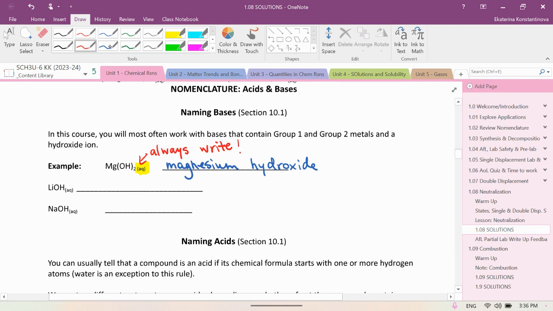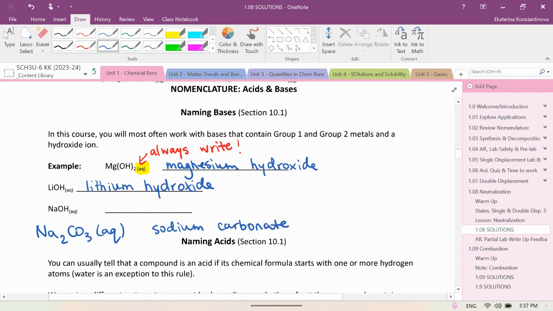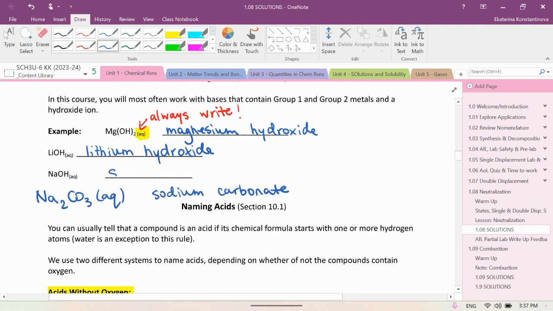Okay, now let's take a look at LiOH. If I look at my periodic table, Li is lithium, and OH is hydroxide. And I'll do one more. Let's say I have sodium carbonate as an example, Na2CO3. So I would name that sodium because that is my metal, and carbonate, because that is my polyatomic. Remember, you have to know your eights, your hydroxide, your ammonium, and your cyanide for your test. So make sure you're memorizing those. Then NaOH is sodium hydroxide.